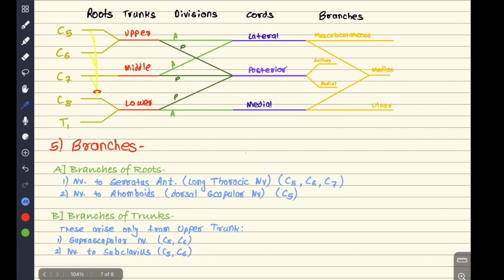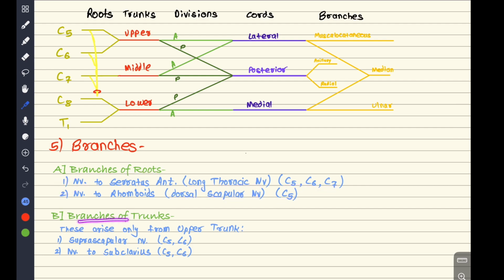Now branches. Branches of root, it includes nerve to the serratus anterior, also known as long thoracic nerve, root value C5, C6, C7. Nerve to the rhomboid, also known as dorsoscapular nerve, root value is C5.